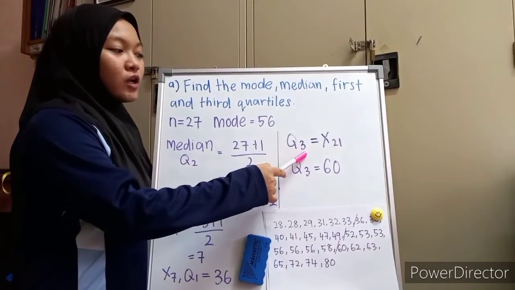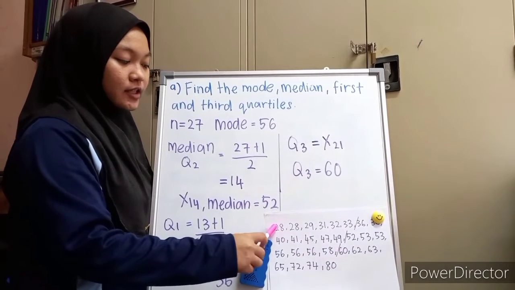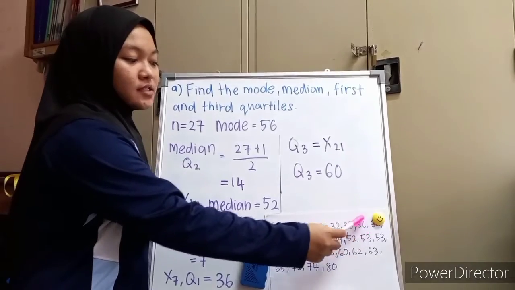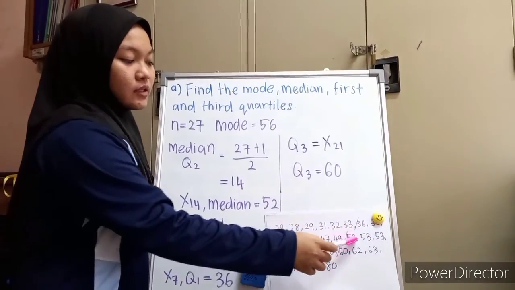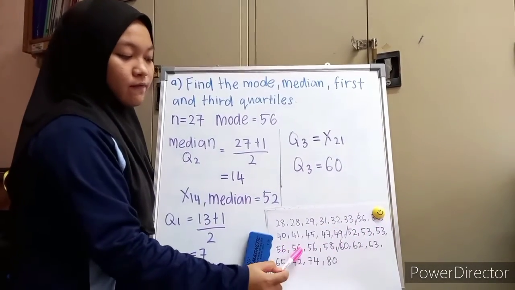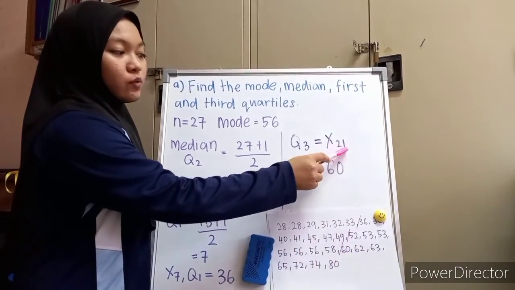To find the third quartile, we count the diagram here like this: 1, 2, 3, 4, 5, 6, and this is the first quartile, and 1, 2, 3, 4, 5, 6, this is the second quartile, and 1, 2, 3, 4, 5, 6. So the third quartile is 16, which is the 21st data.